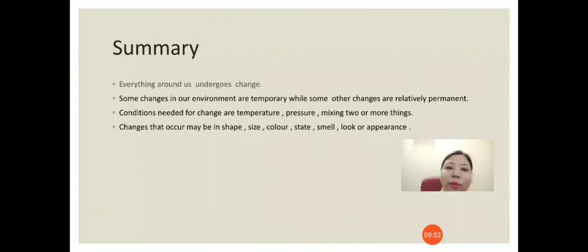Now, let us summarize what we have learned in today's class. Everything around us undergoes change. Some changes in our environment are temporary, while some other changes are relatively permanent. Conditions needed for change are temperature, pressure, force, mixing 2 or more things. Changes that occur may be in shape, size, color, state, even smell, look or appearance.